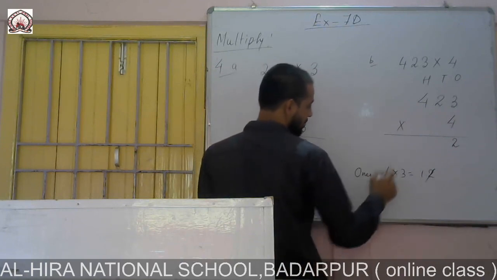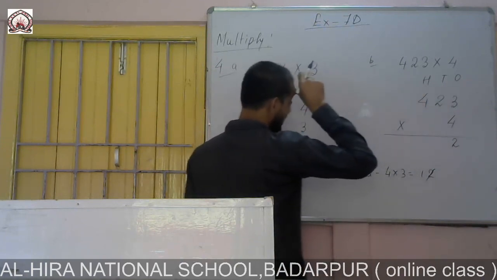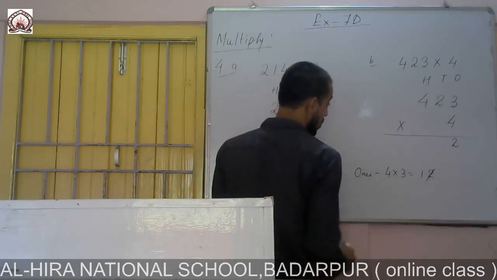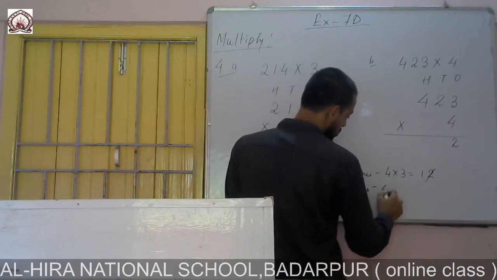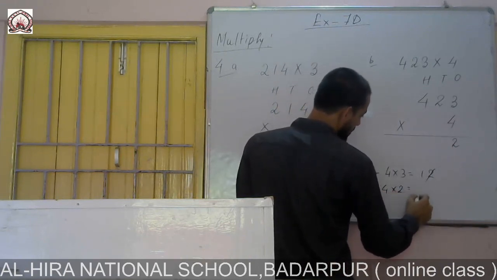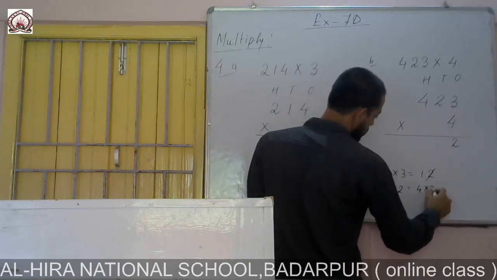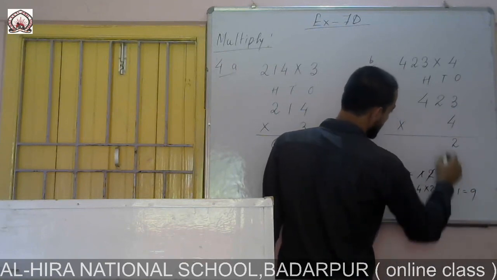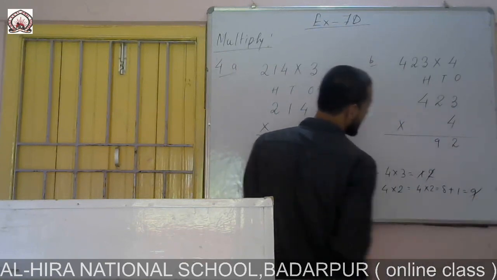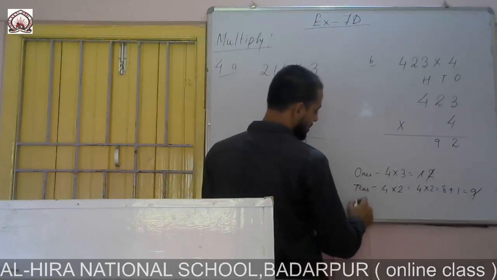This 1 will be here for which place? For tens place. So after getting the product of tens place, we have to add this 1. Okay. So in tens place, that is what? 4 multiplied by 2 equals to what? 8 plus this 1 equals to what? 9. So we will get 9 in which place? Tens place. Now hundreds place.